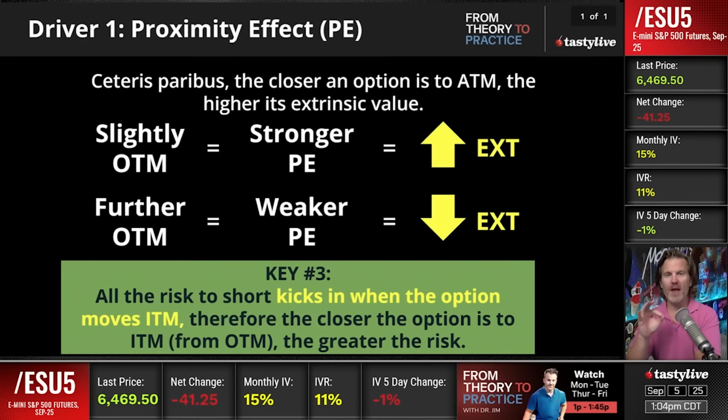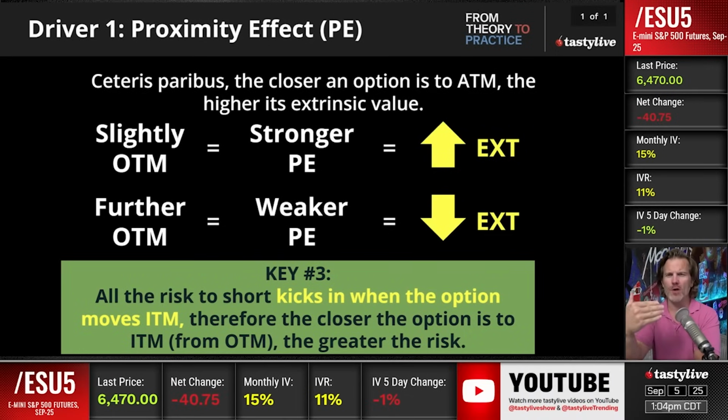Well, think about an option that is slightly out of the money, again, just one or two strikes. Where does that sit from a risk standpoint to the short side? It's on the higher end, because there's not that much room, not that much buffer between where the stock price is now and where the strike price is on the option, because it is only slightly out of the money.